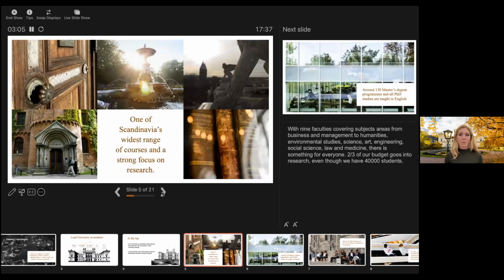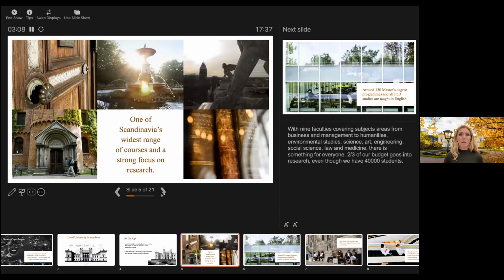As I already mentioned, we are a comprehensive university. So this means that we have a very wide range of research. And actually, Lund University, being such an old university, has a strong research focus. So all through the education, you will be taking an active part in the research, and you will be updated constantly on the newest innovations and research that's happening at the university. And even though we have 46,000 students, we actually put 2/3 of our budget into research. So that is our main focus area. And the students can very much participate in that as well.